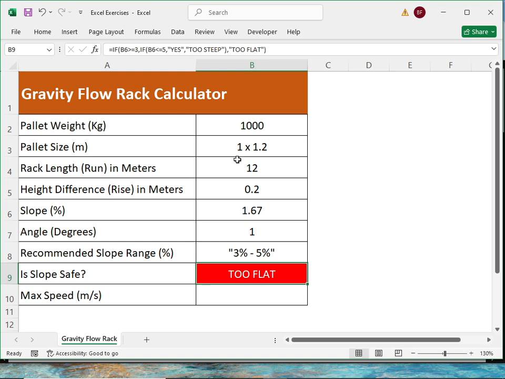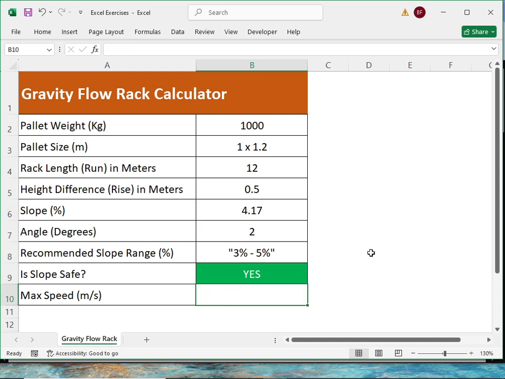So let's adjust the height difference. Now it's too flat. I'm going to make it 0.5 meters height difference. It would be yes, the slope is safe. I'm going to put 0.4 meters, still the same. 0.6 meters, okay. 0.7 meters, that's already too steep. 1 meter is too steep. So 0.5 is okay. The slope would be within the 3 to 5% recommended slope range, 4.17.